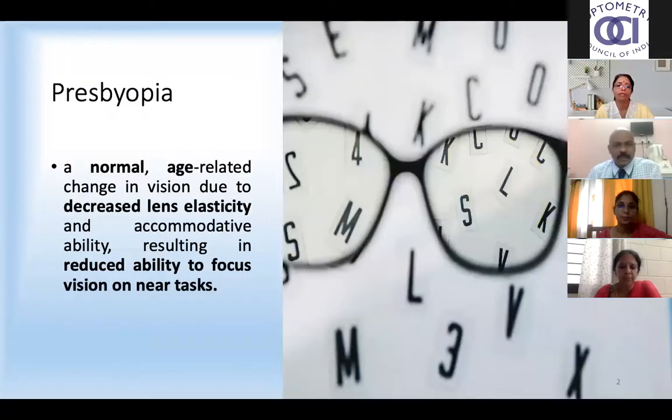So first, what is presbyopia? As we all know, presbyopia is a normal age-related change in vision due to decreased lens elasticity and accommodative ability, resulting in reduced ability to focus vision on near tasks.